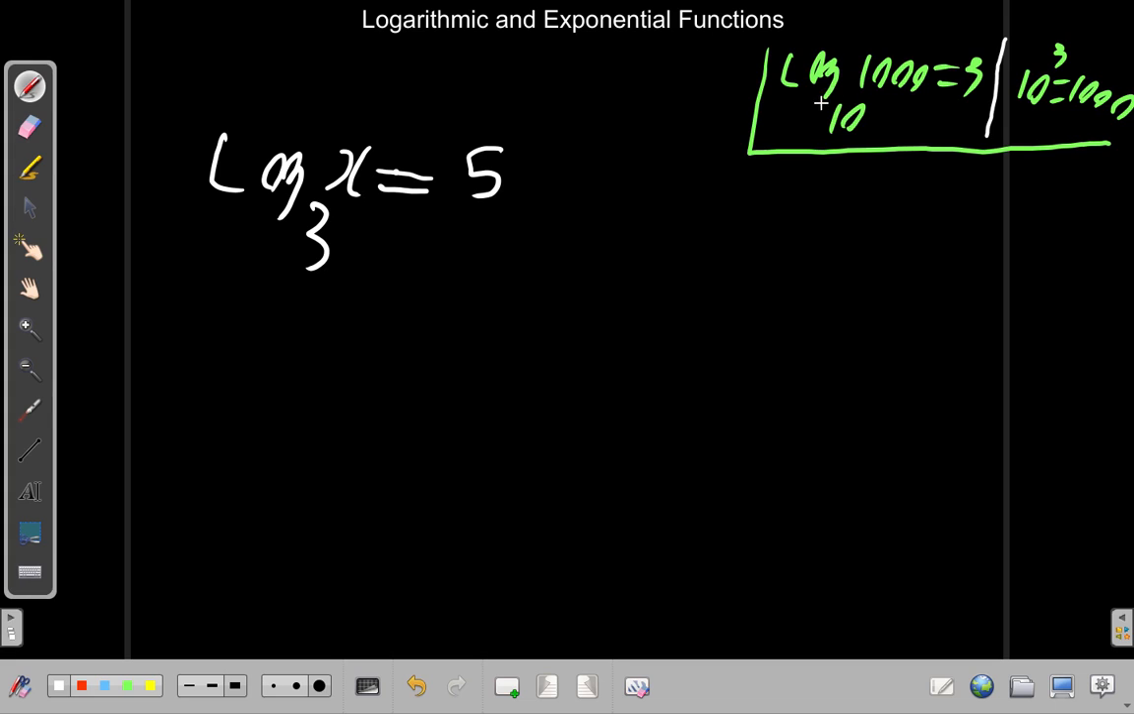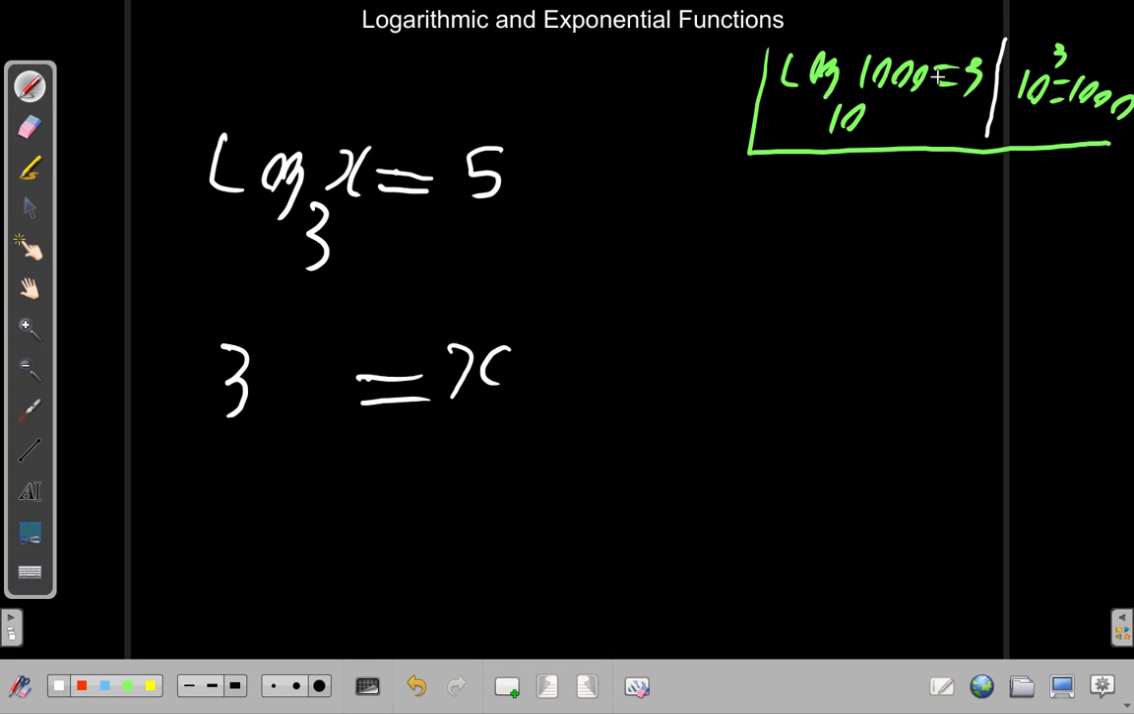Now, over here, in log form, the base is 10. In index form, the base is 10. It's raised to a power. Here, the base is 3. In index form, the base should be 3. Now, we said log 1000 here, but in index form, you say equal 1000. We say log x here. In index form, you say equal x.